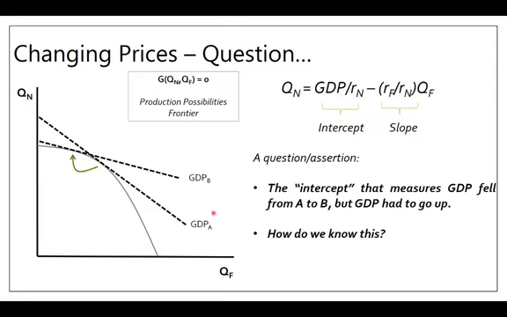I have a question or assertion that I'm going to put to you on the quiz. We said the intercept measures GDP in real terms, and the GDP intercept went from this point up at A down to this point at B, but we know that GDP had to go up. So my question to you is, how do you resolve that? You'll see this question in your quiz, and I'll ask you to make an argument that B, this intercept, is higher than A. Okay, and so it'll all be about thinking this problem through.